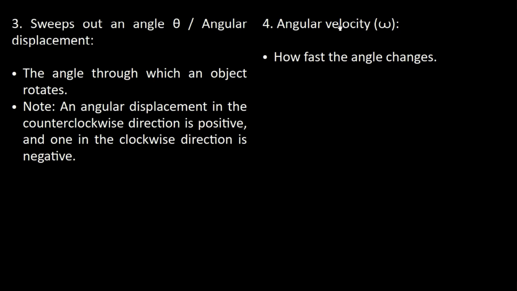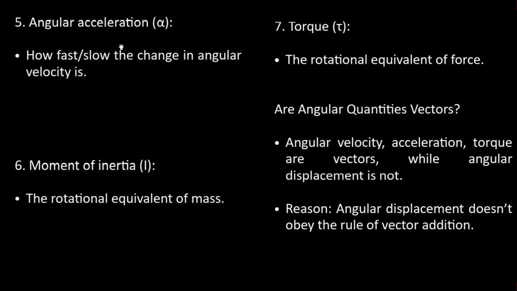Then we have our traditional names, that is angular velocity, how fast the angle is changing, and angular acceleration. The other set of new words is moment of inertia and torque. Moment of inertia is equivalent to mass, that is, how difficult it is for me to rotate something. And torque is the one which causes the rotation.